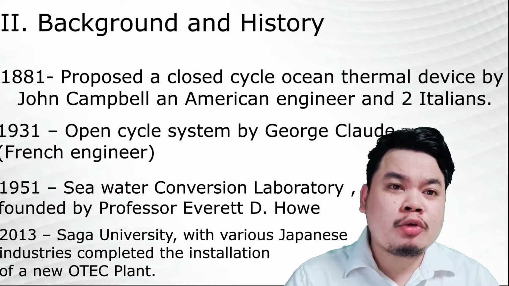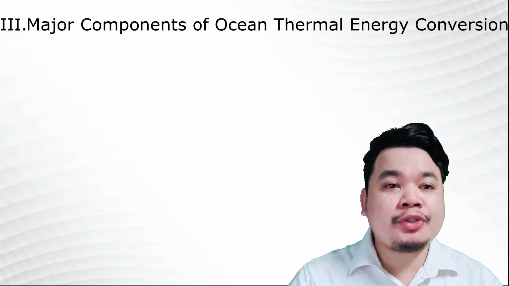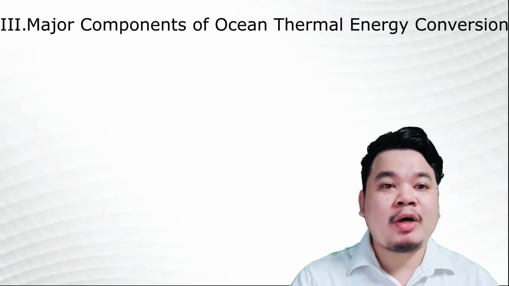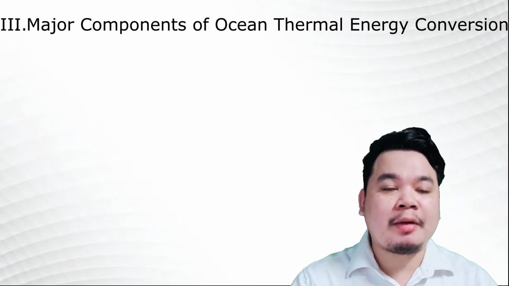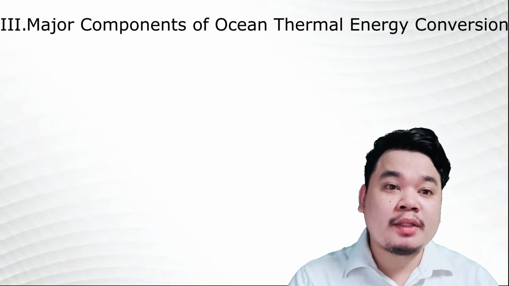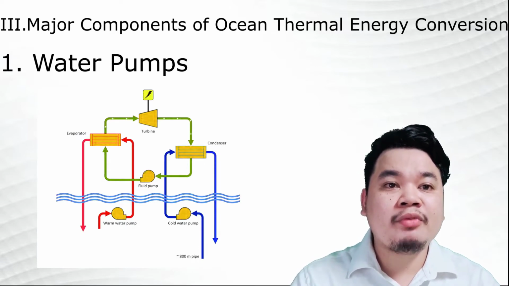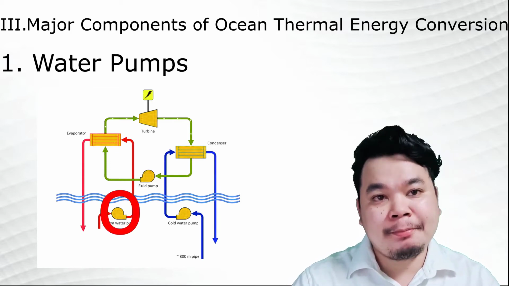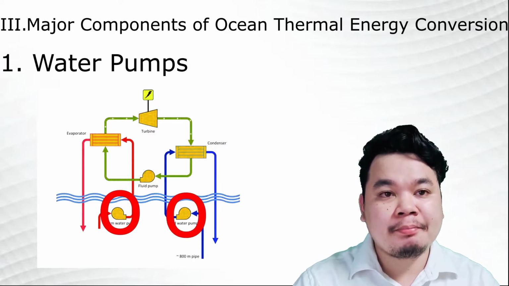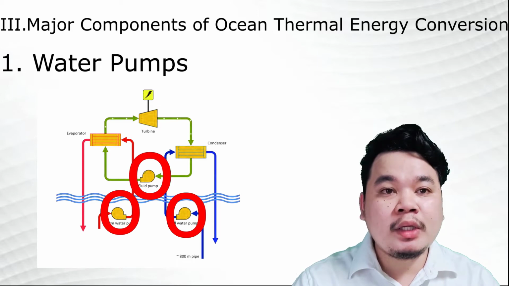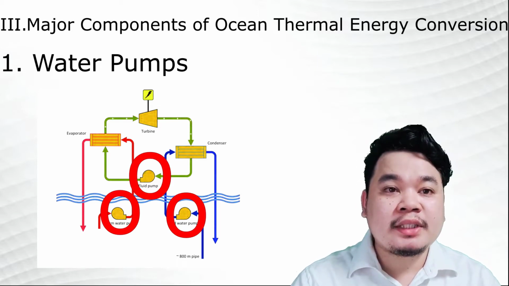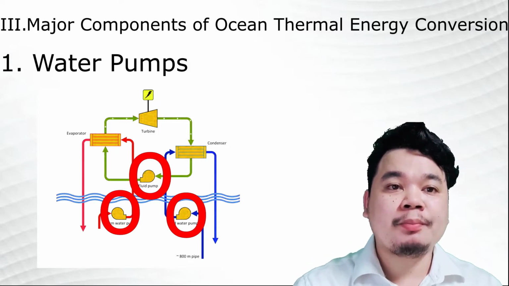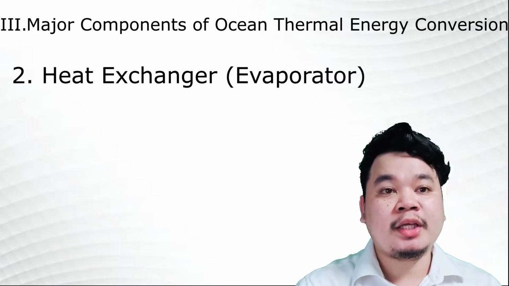And now, let's look at the major components of OTEC, or Ocean Thermal Energy Conversion. Dito, malalaman natin kung ano ang function ng mga components at normally kung saan sila nakabit. Let's start. Number one are the water pumps. We have 3 water pumps here. One is in the warm water pipe of the system. Second is in the cold pipe, and the third one is in the working liquid pipe of the system. Sa diagram, dito natin makita yung location ng tatlong pump.